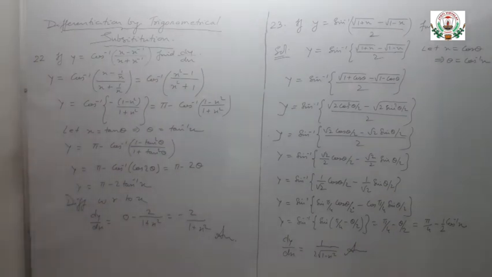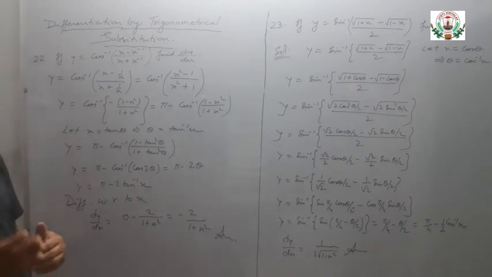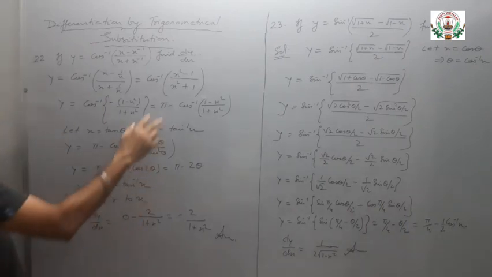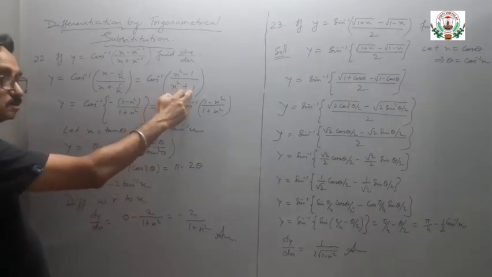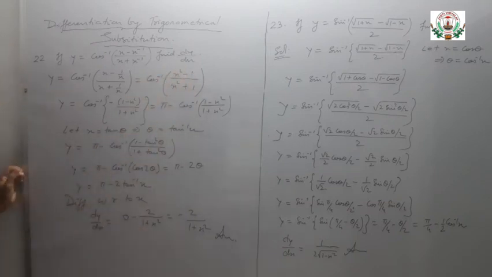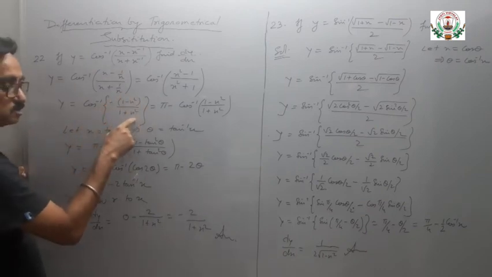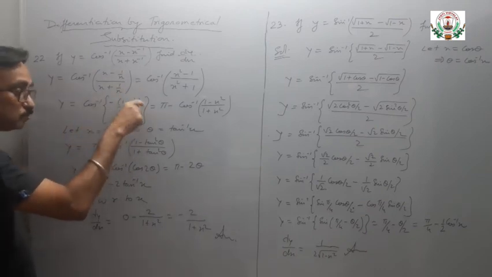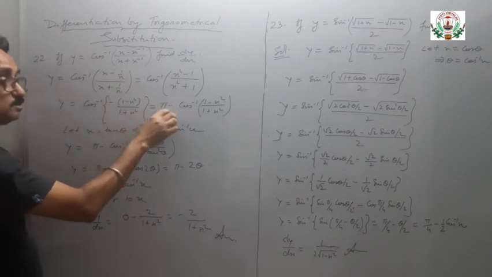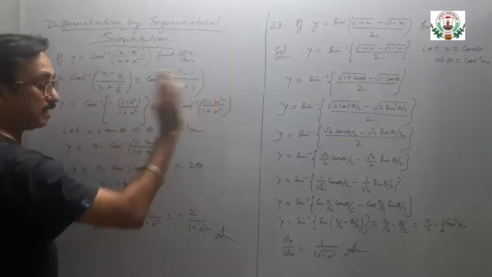As we know, the formula for cos 2 theta is in the form of (1 minus x square) upon (1 plus x square). So x square plus 1 can be written as 1 plus x square, but to turn x square minus 1 into 1 minus x square, I have to put a minus sign. So it is cos inverse of minus (1 minus x square) upon (1 plus x square), and cos inverse of minus theta is pi minus cos inverse of theta.